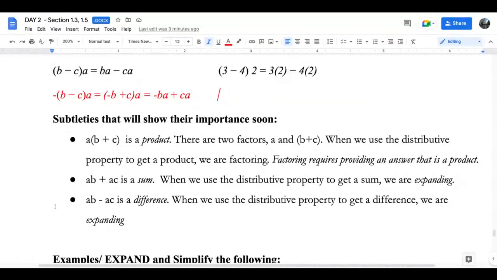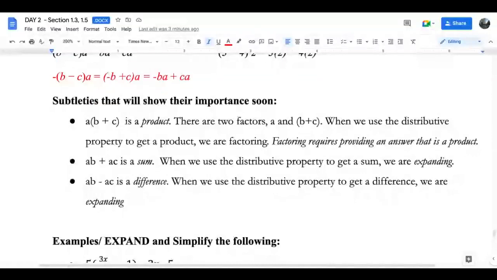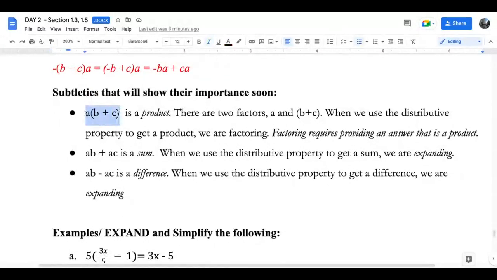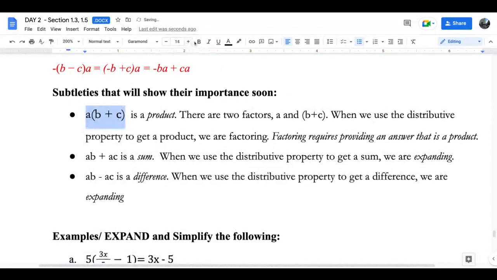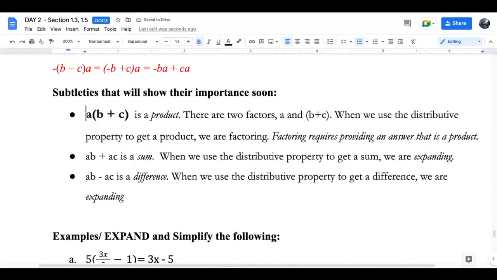Let's see this. Let's recognize this one. Let me make this bigger. We have a monomial, one term, multiplied by a binomial, B plus C. B plus C is a binomial, right? And this whole thing is a product. It's not addition, because addition is inside this group. So this product has two factors. Remember, last class we talked about factors.